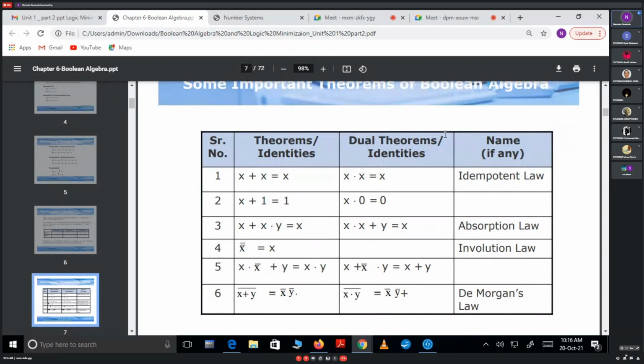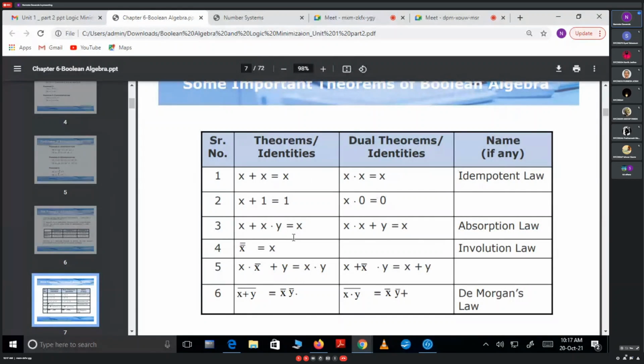Some important theorems of Boolean algebra. x plus x equal to x. x plus 1 equal to 1. This is now the duality theorem: instead of plus, dot is used, so instead of OR, multiplication, x dot 0. x plus x dot y equal to x. x dot (x plus y) equal to x. That is the absorption law.